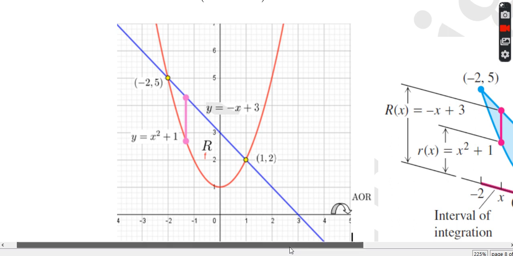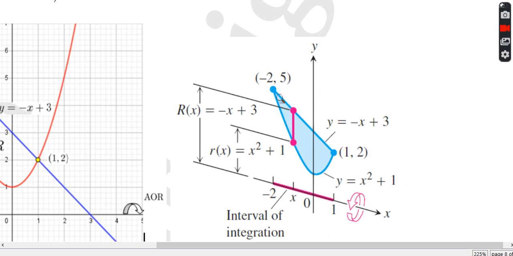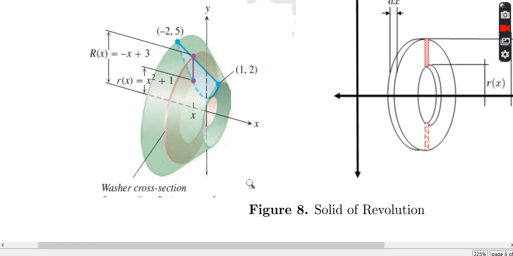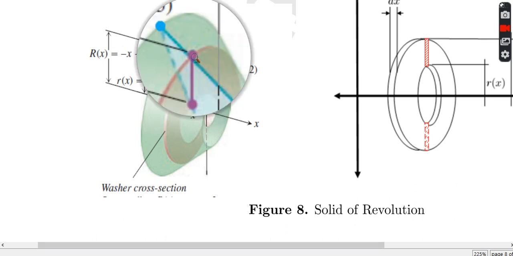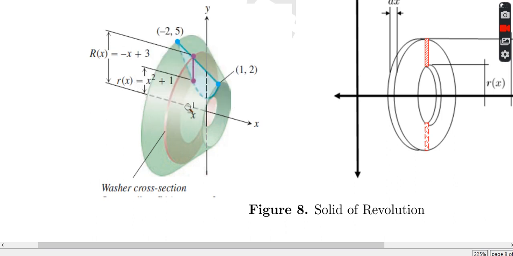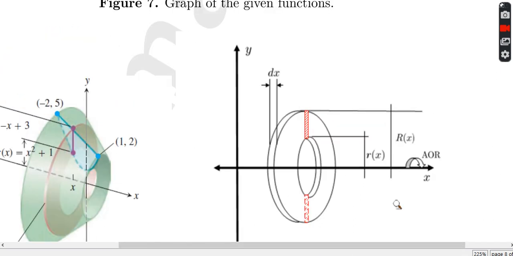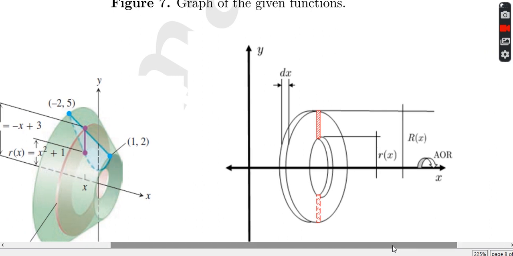Okay, so this is the region itself, and when you revolve it around the x-axis, this is what the solid looks like. You see, there is a hole in the middle because our strip is actually not touching the axis of revolution. Now, based on the cross-section of the ring, or washer, we can identify the outer radius R of x and the inner radius.